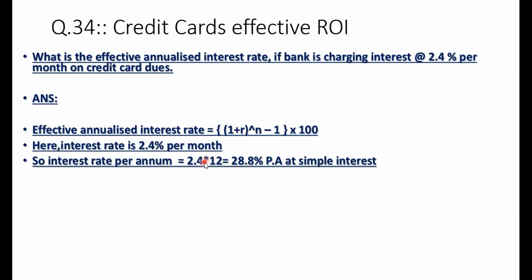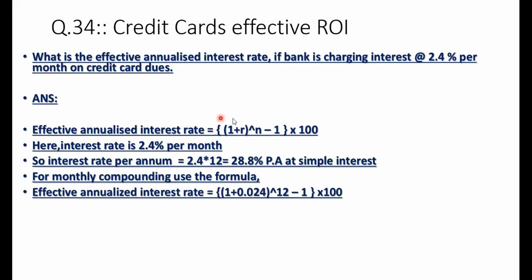Okay. So 2.4 simple interest is 28.8, though it is monthly. Now you see, but monthly compounding. It is going to be compounded monthly. So what is the monthly rate? 2.4. And the EMI formula you have to remember. So the effective annualized rate will be 1 plus 0.024, to the power 12, minus 1.